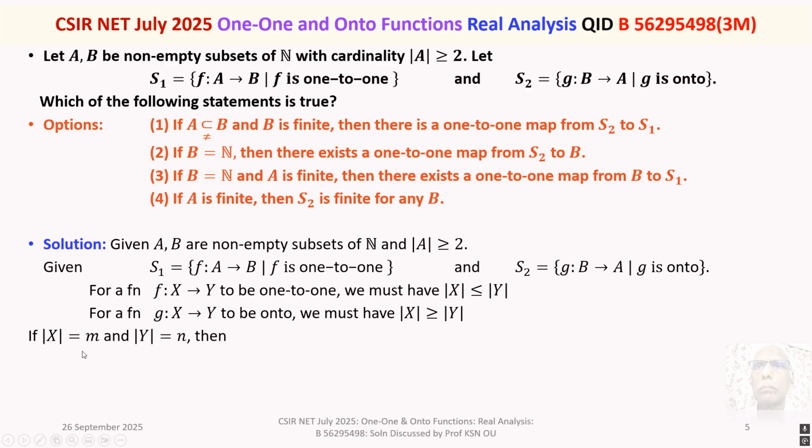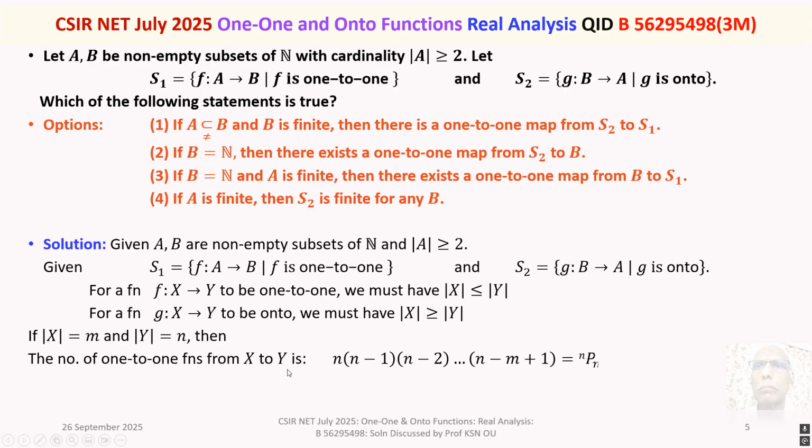Now if the cardinality of X is m and the cardinality of Y is n, then the number of one-to-one functions from X to Y is given by nPm, the number of permutations of n elements taken m at a time. So nPm are the permutations, which you are very, very familiar with. nPm is n into n minus 1 into n minus 2 into etc., n minus m plus 1.